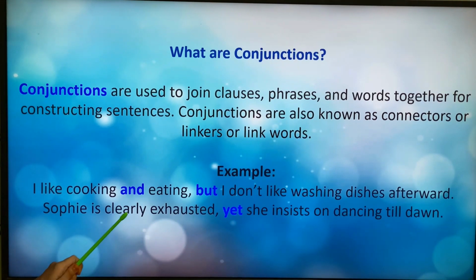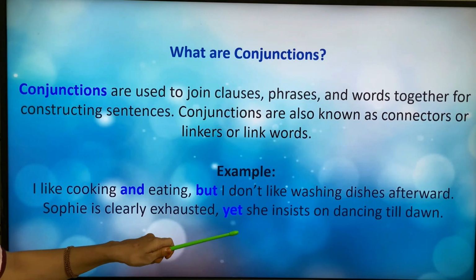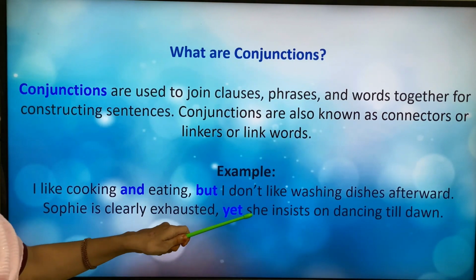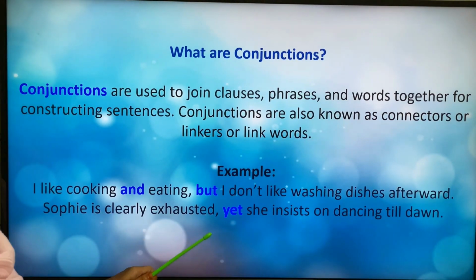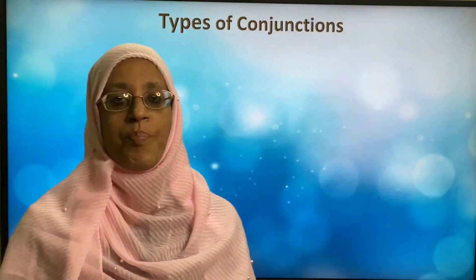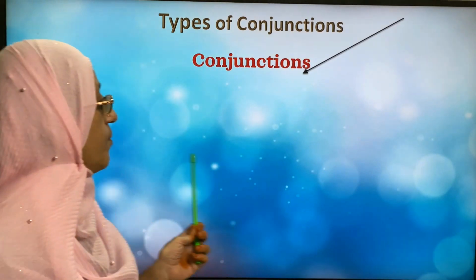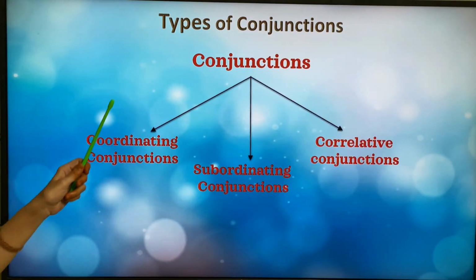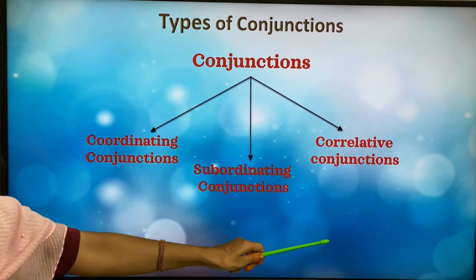Sophie is clearly exhausted, yet she insists on dancing till the dawn. Here is a conjunction yet, which is similar to but, though there is a slight difference. Again it shows a little contrast. Is it clear, children? There are three types of conjunctions. Let's have a look here. Coordinating conjunctions, subordinating conjunctions and correlative conjunctions.